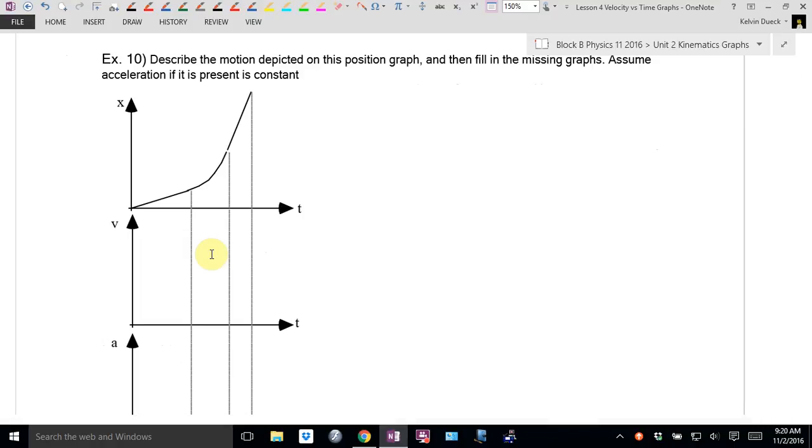I didn't think I'd get through this whole thing today with you guys, but I think I will. I might even give you some chance to work on the homework. Describe the motion depicted on this position graph and then fill in the missing graphs. Assume the acceleration, if it's present, is constant.